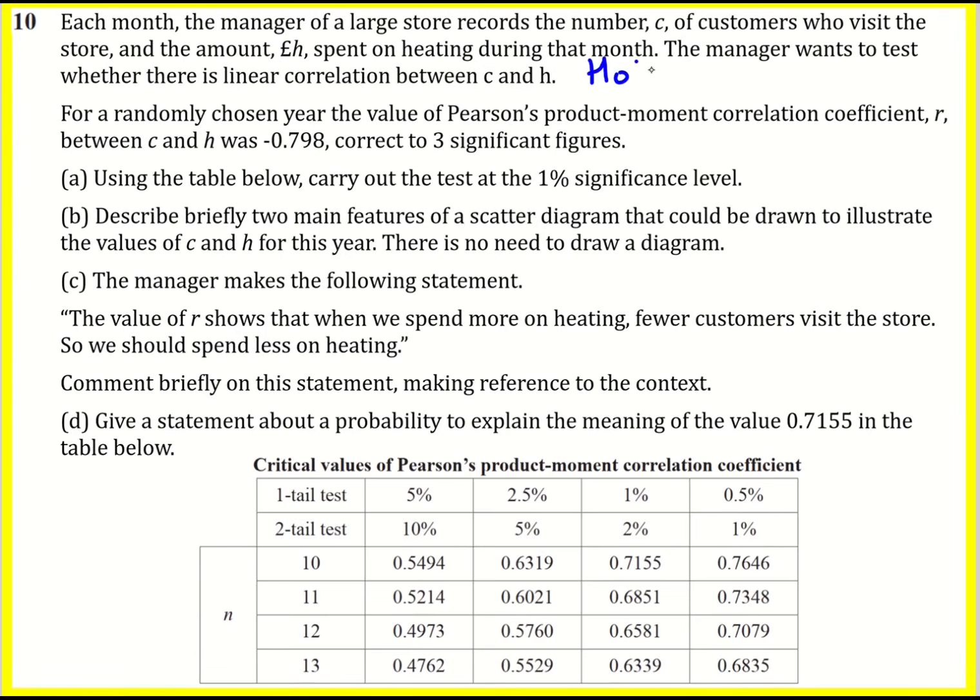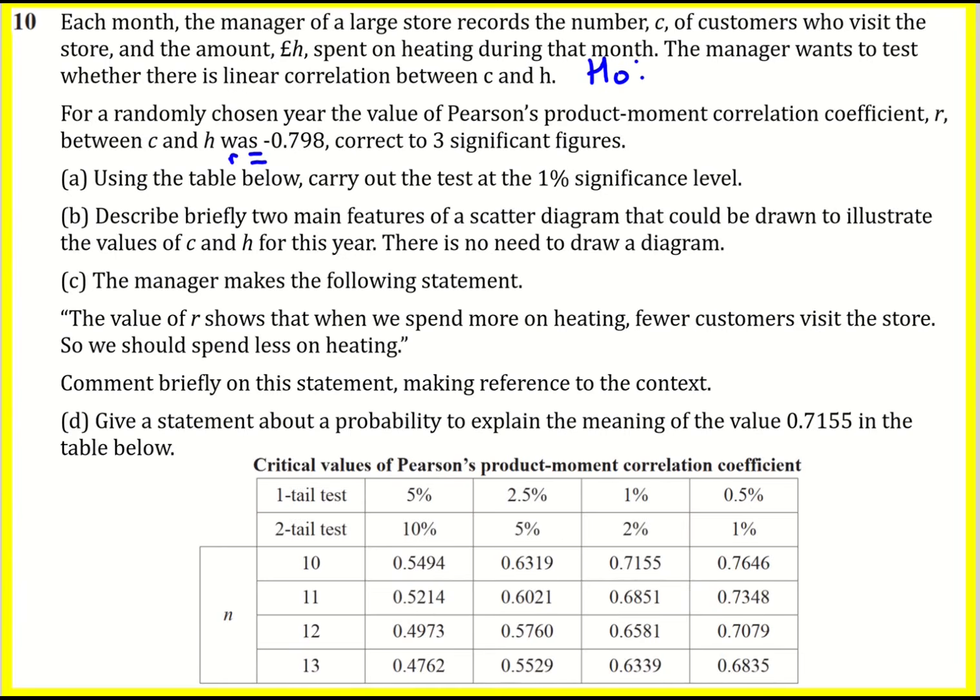So H naught. Now this is actually known as r. r equals minus 0.798. We've got negative correlation, but what we're trying to find out is if there's actually going to be a negative correlation, or in fact any correlation. This is a two-tailed test.